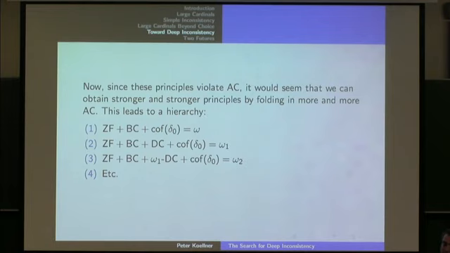Now, since these principles are violating AC, it seems that you obtain stronger and stronger principles by folding in more and more AC. There's this tension between the principle and AC. And what you want to do is put in more AC, and you would expect that you get a stronger principle. So that intuition would lead to this hierarchy. You have ZF plus there's a Berkeley cardinal, plus the cofinality of the least Berkeley cardinal is omega. ZF plus there's a Berkeley cardinal plus DC, plus the cofinality is omega 1. So you keep putting in more and more DC, necessarily you're increasing the cofinality, but you increase it to just the minimal amount that you require. And the hope is that this is a hierarchy, but it's very hard to see how you could do anything in terms of showing that this is a hierarchy.